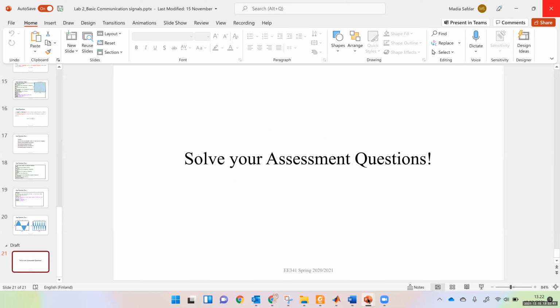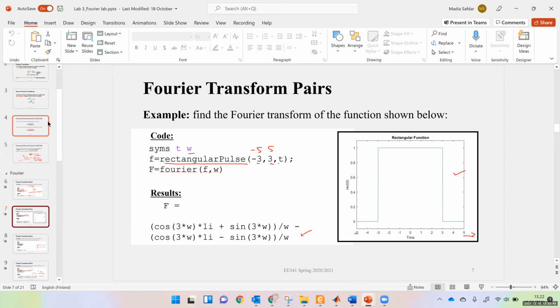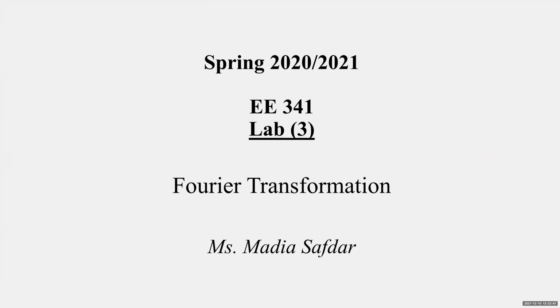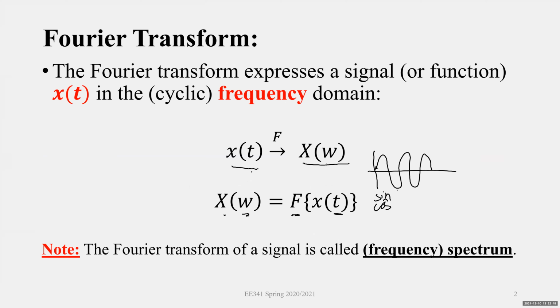Now go to the third one. In this lab we are going to compute the Fourier transform and inverse Fourier transform using MATLAB. So x of t, if I want x of t in the frequency domain, t is the time domain, omega is the frequency, so 2 pi f. So this is the frequency domain. I have to take the Fourier transform to transfer it to the frequency domain.